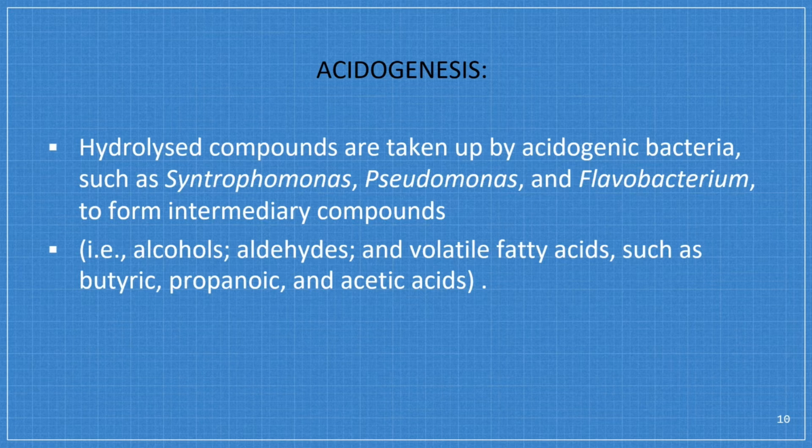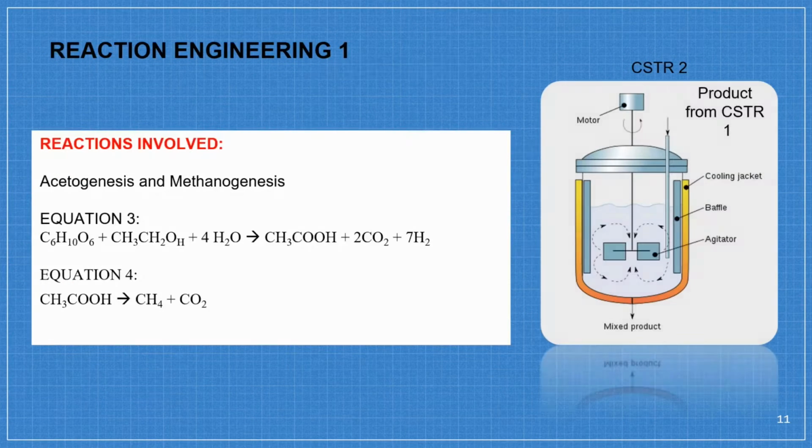From hydrolysis, we proceed to the second reaction, which is acidogenesis. It is when hydrolyzed compounds are taken up by acidogenic bacteria such as Syntrophomonas, Pseudomonas, and Flavobacteria to form intermediary compounds such as alcohol, aldehydes, and volatile fatty acids such as butyric, propanoic, and acetic acids.